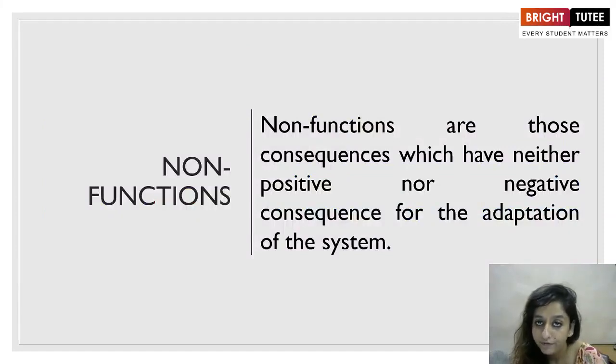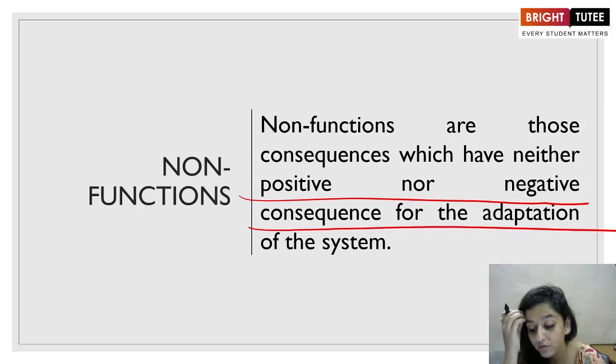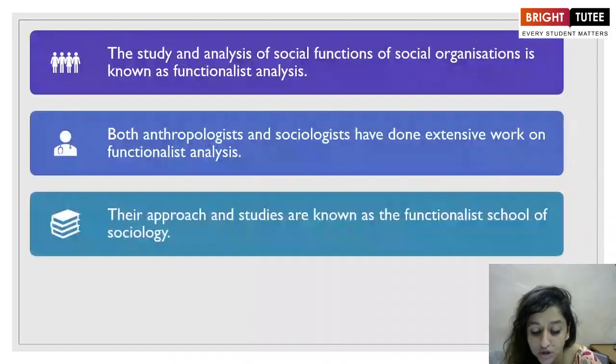Moving on to non-functions. Non-functions are those consequences which have neither positive nor negative consequences for the adaptation. So these functions which have neither a positive impact nor a negative consequence for the adaptation of the society or the system are known as the non-functions.